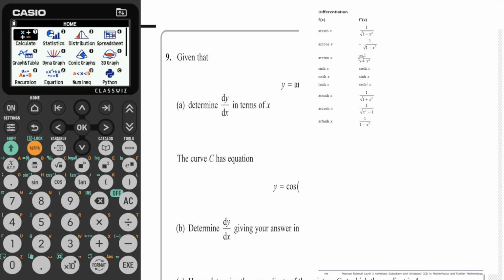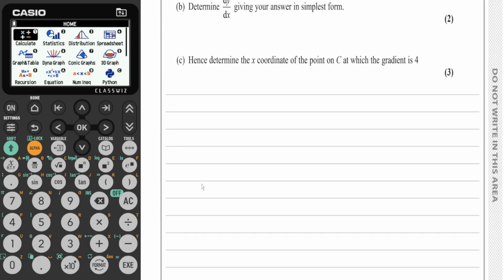We know that the differential of arc sine x is equal to 1 over the square root of 1 minus x squared. Using the chain rule then, dy over dx will equal 1 over the square root of 1 subtract 3x squared times by the differential of 3x, which is just 3. So we end up with 3 over the square root of 1 subtract 9x squared.